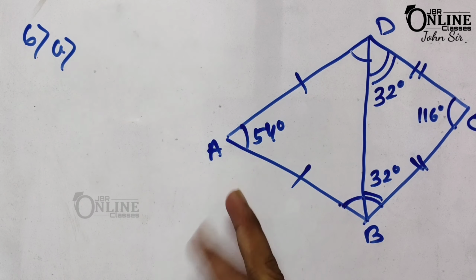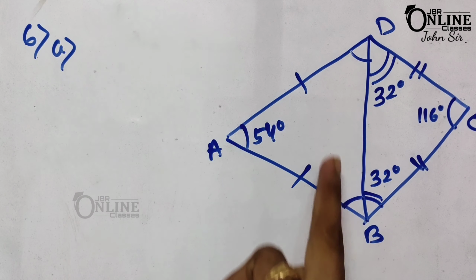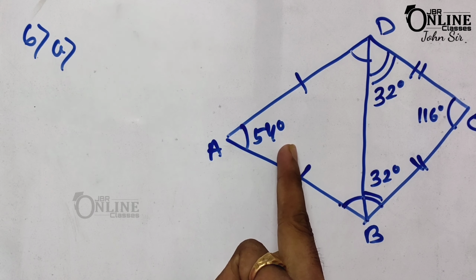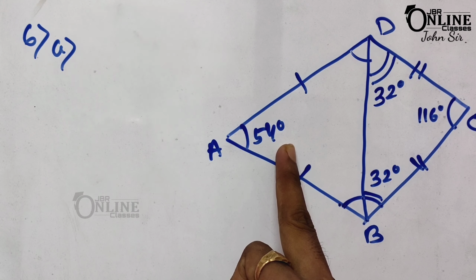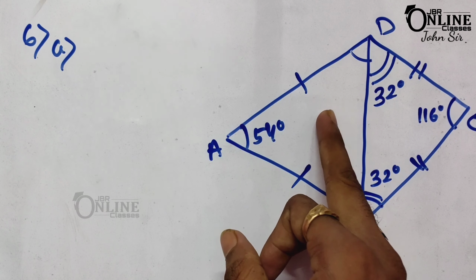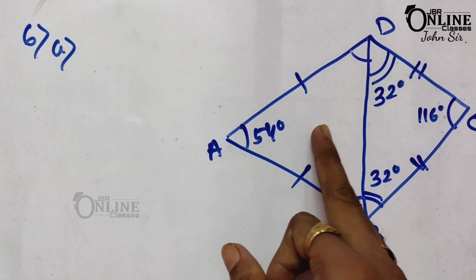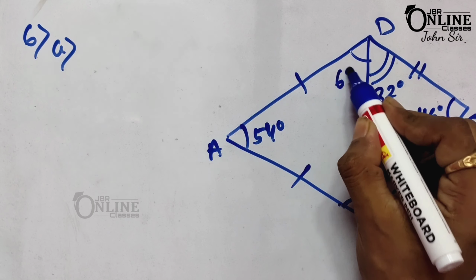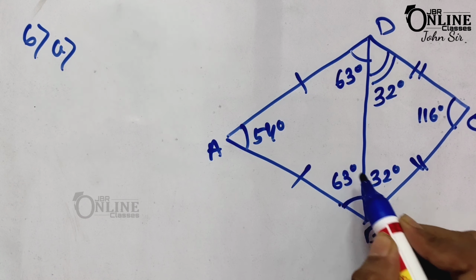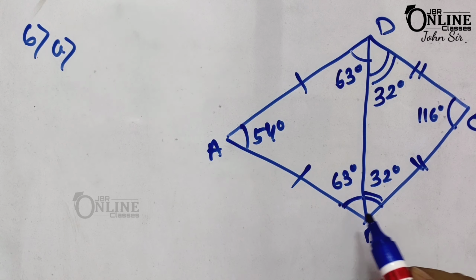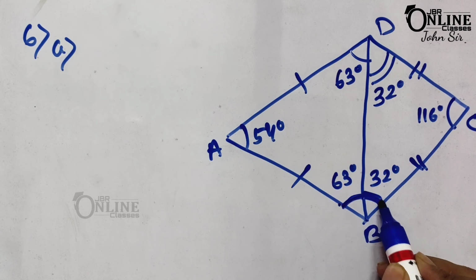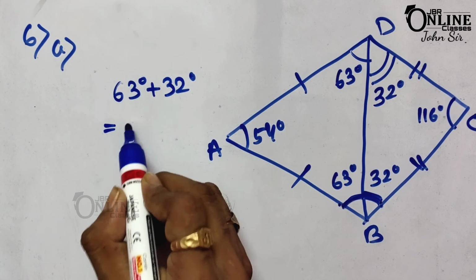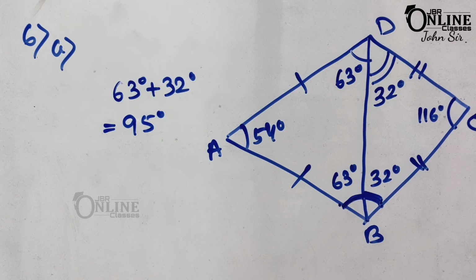Now in the left hand side triangle, here also this angle equals this one. So the addition of these two will be 180 minus 54. So 180 minus 54 equals 126. That means 126. So half of 126 equals 63 degrees. So this one equals 63 and this one equals 63. Now you have to find out the whole angle, that means ABC. So your answer will be 63 plus 32, and that equals 95 degrees.